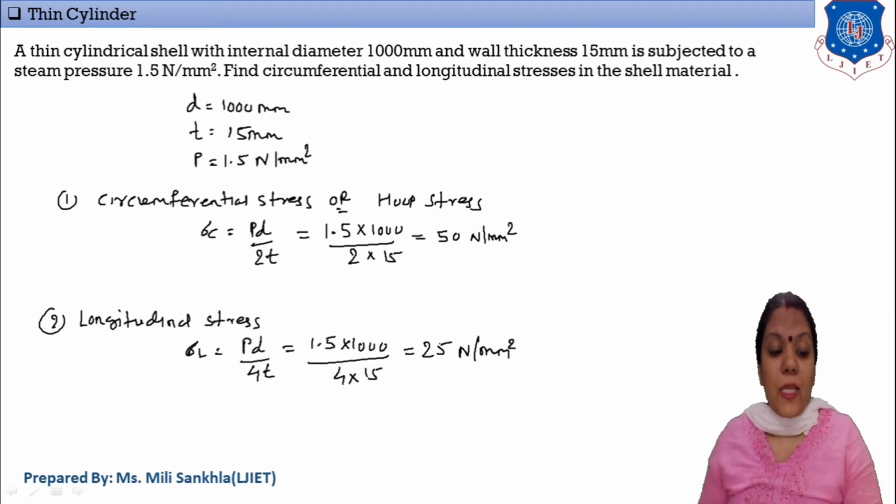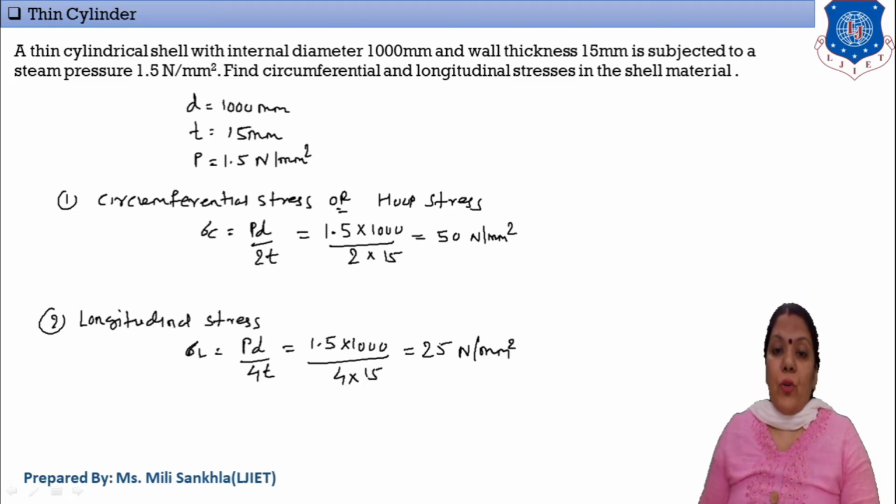In this example we find two stresses. The first stress is our hoop stress and the second stress is our longitudinal stress. In the next example we find the change in dimension, and this change in dimension is del D, then del L and del V. Now we solve our next example.